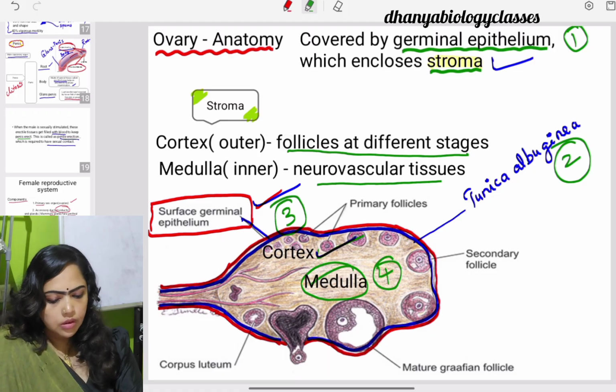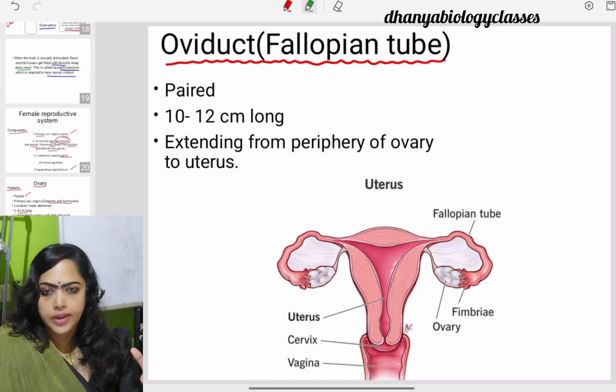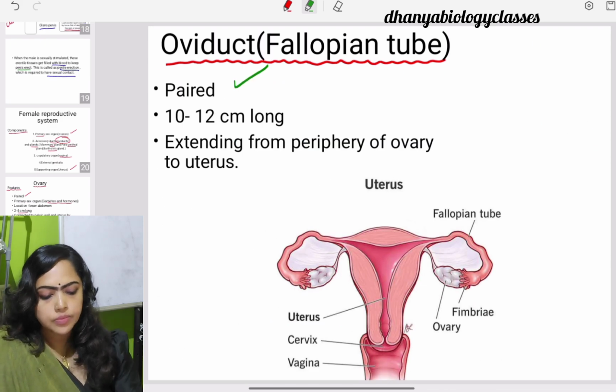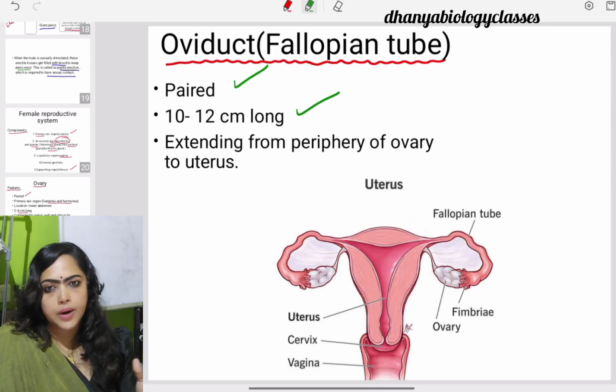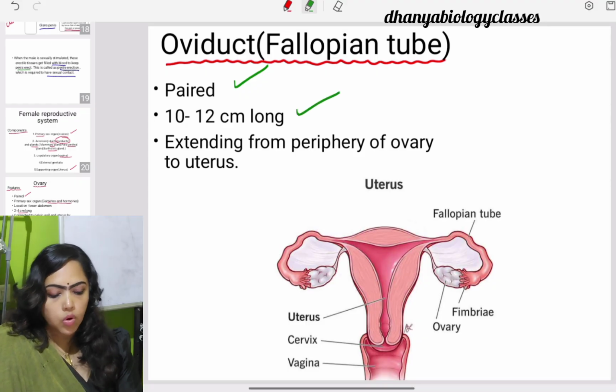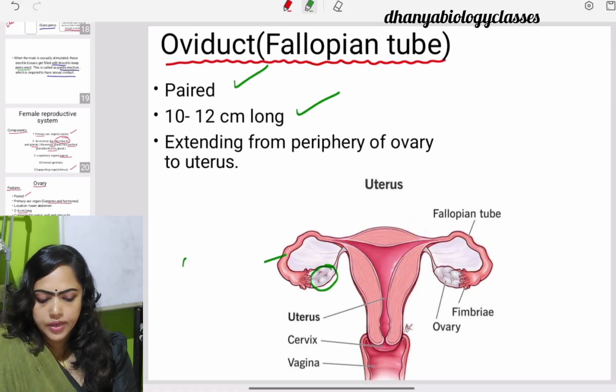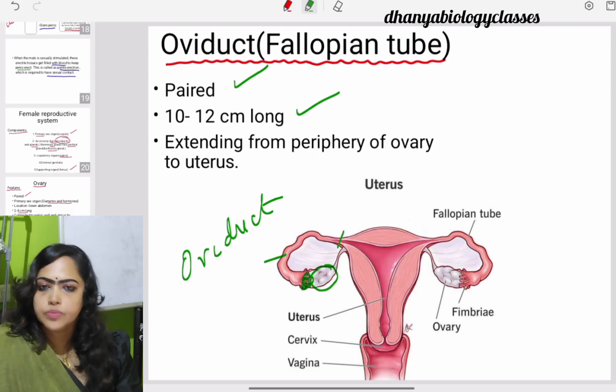Okay. And then the features of the oviduct: it is also paired. Length is about 10 to 12 centimeter. And then this is the tubular part extending from the periphery of the ovary. See, this is the ovary. Okay. And this is what? Oviduct. So oviduct or fallopian tube extends from the periphery of the ovary to where? The uterus area. Okay.